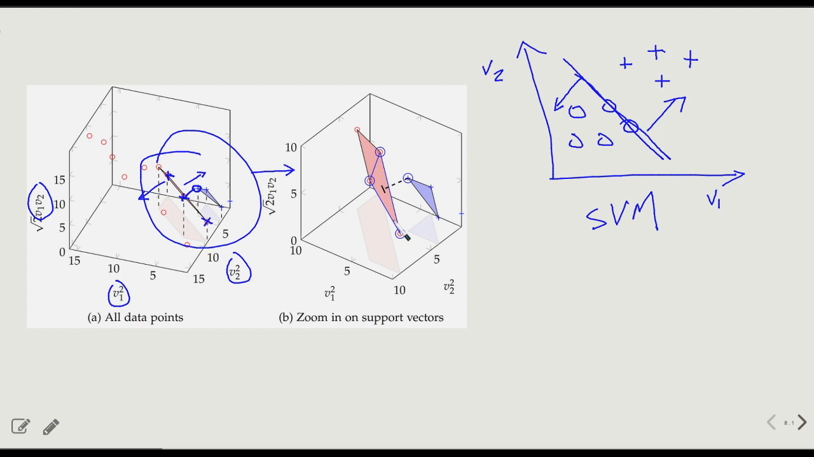To help with the visualization, we'll also project each surface to the ground, to the V1 square and V2 square dimensions. So these three data points here form a linear function. And we can find the closest data point from the other class, which is right here, and draw a line perpendicular to the surface here. And this defines the margin between the two classes.